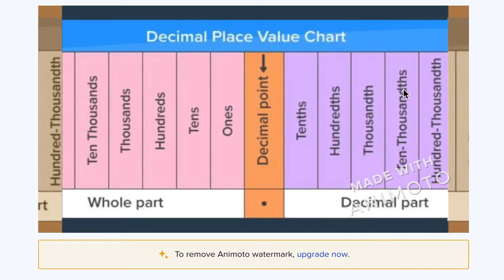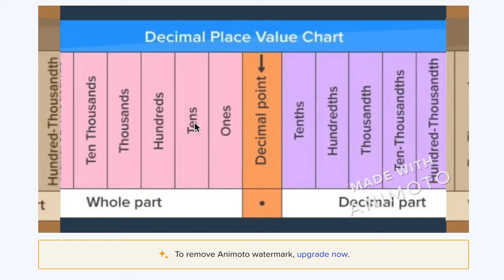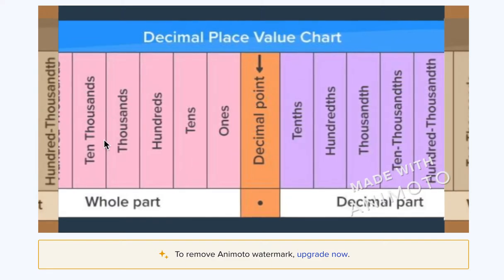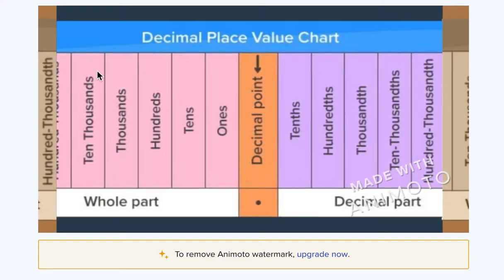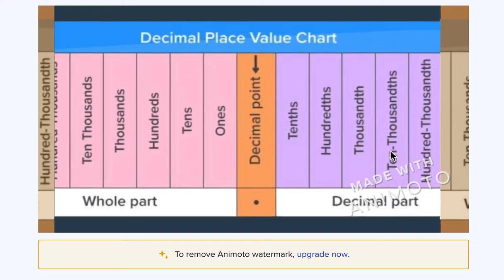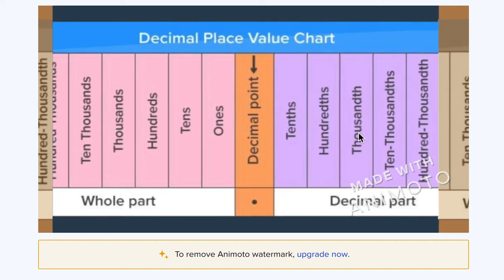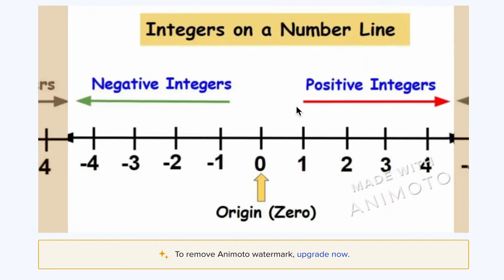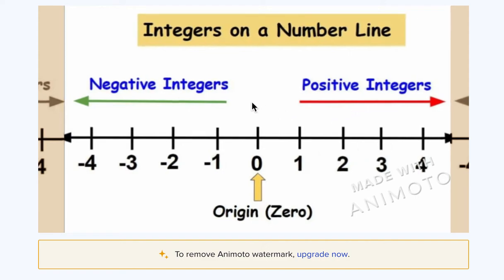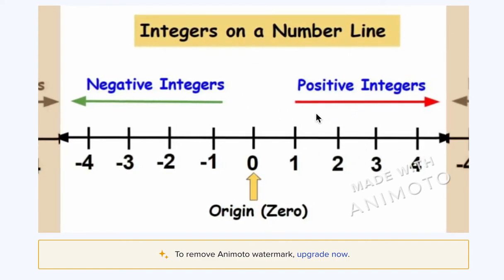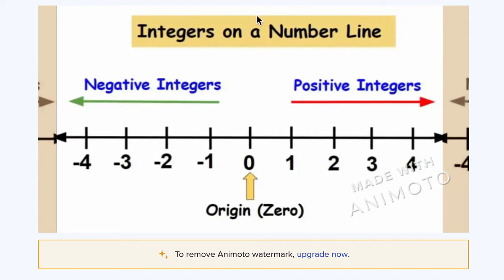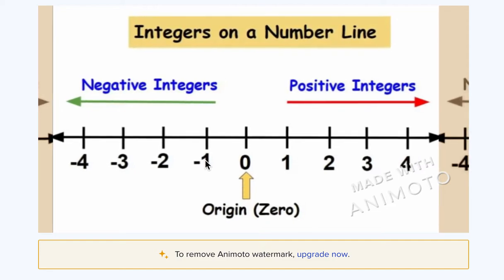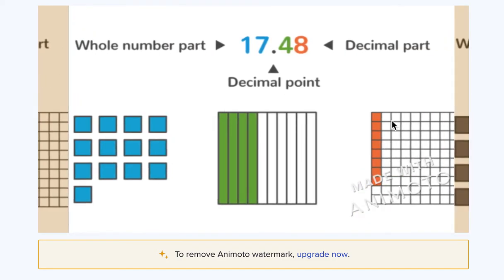Next, we go to our decimal place value chart. This is going to be really important as we move through this unit. Everything on the left side of the decimal is whole numbers. Everything on the right side of the decimal is going to be fractions. This is really important to remember. Here we see integers on a number line. We start at 0. If we move to the left, we have negative integers. Move to the right, it's positive.